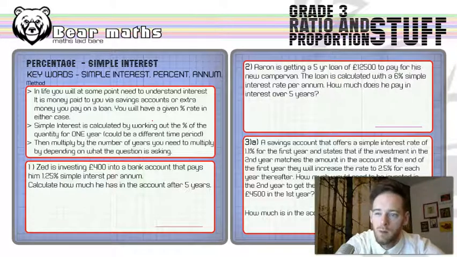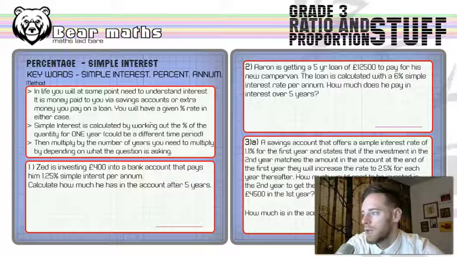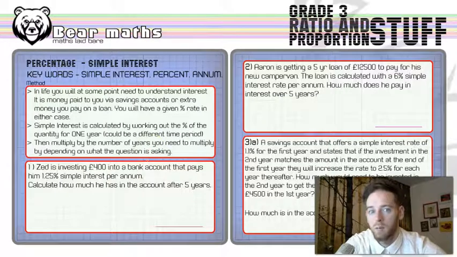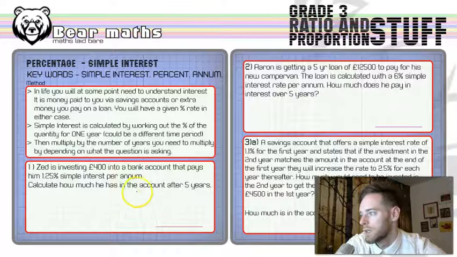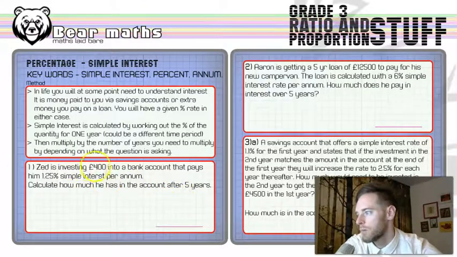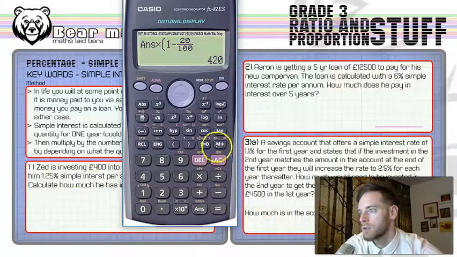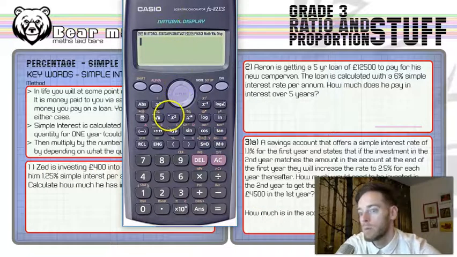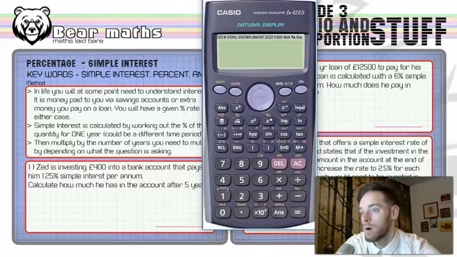Okay, so it might be a tricky thing to understand to begin with, but actually it's working out a percentage of quantity and then adding it on to a specific amount, or taking it away potentially, but unlikely. Anyway, Z is investing £400 in his bank account that pays him 1.25% simple interest per annum. Calculate how much he has in the account after 5 years. So we need to work out what 1.25% of this £400 is. With these questions, we always assume that there's no other money being put in unless they specifically say so.